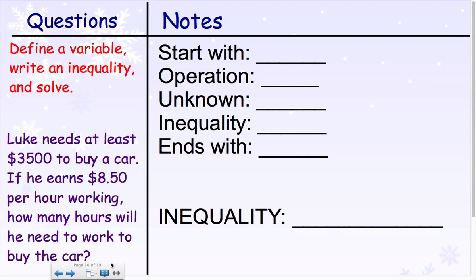One more word problem. Luke needs at least $3,500 to buy a car. If he earns $8.50 per hour working, how many hours will he need to work to buy the car? Let's start with our unknown, which is x. Our inequality this time is at least. At least means greater than or equal to. Ends with, our biggest number in the problem is 3,500.